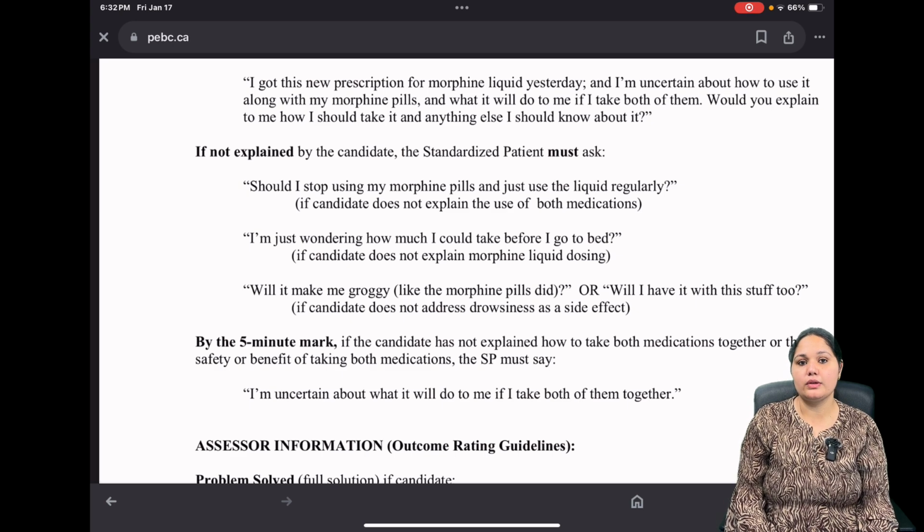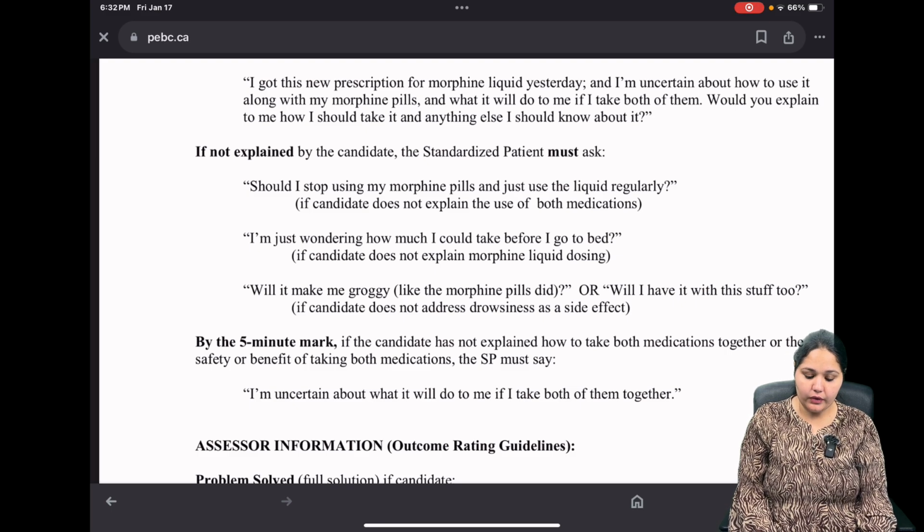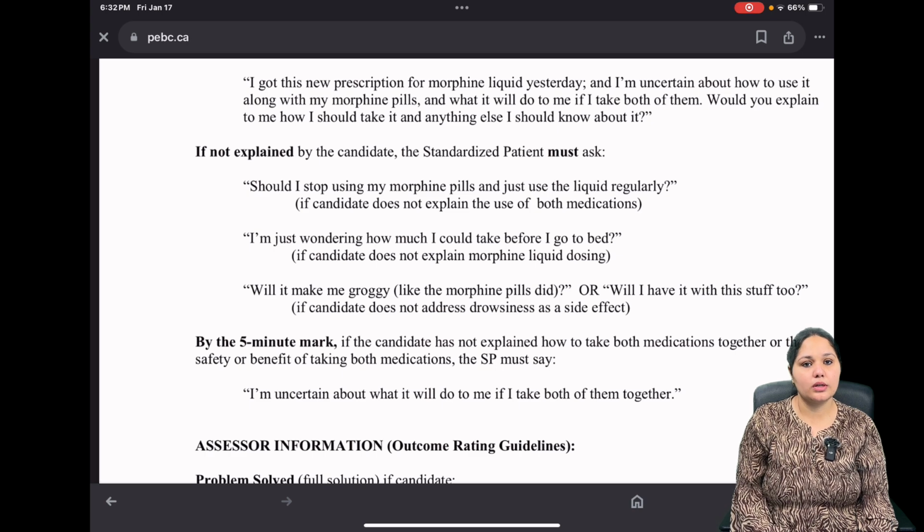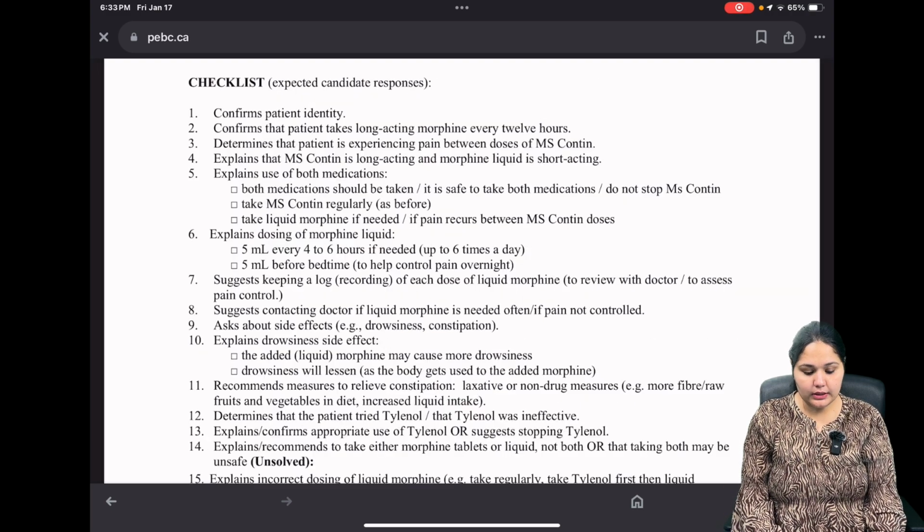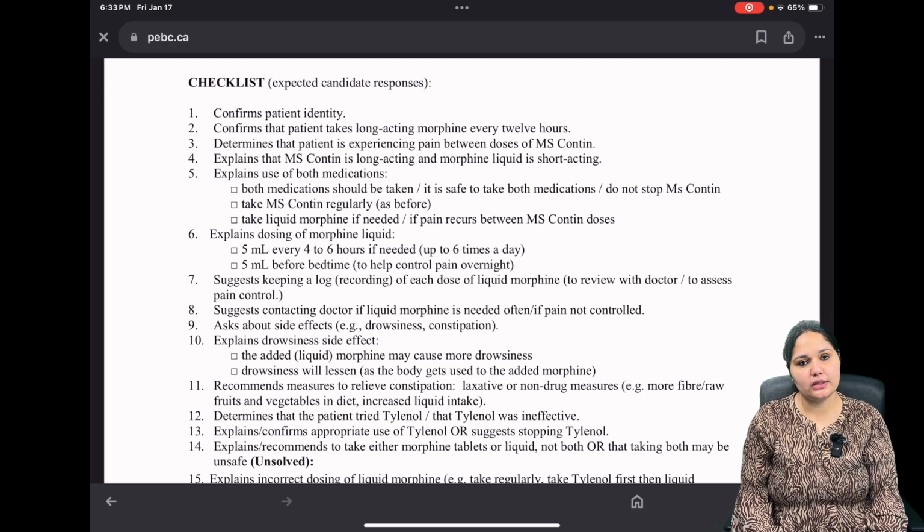For example, obviously morphine is one of the medications which has constipation as a side effect. In case he does not tell you, it's our duty to ask about the common side effects and how he or she is managing them. For example, drowsiness is also another side effect. So you need to explain about the drowsiness, and you need to give the proper management of that side effect as well.